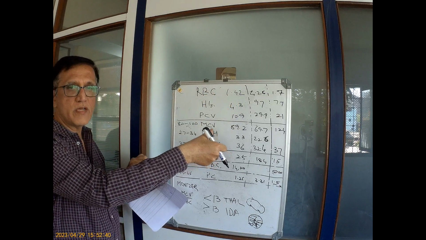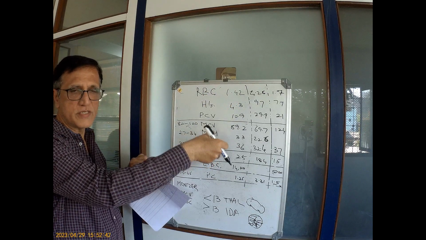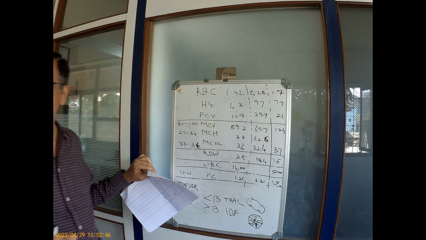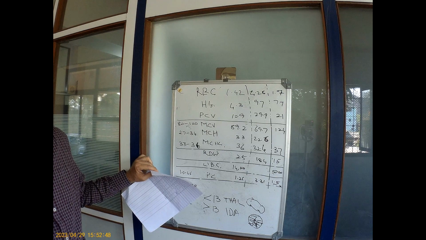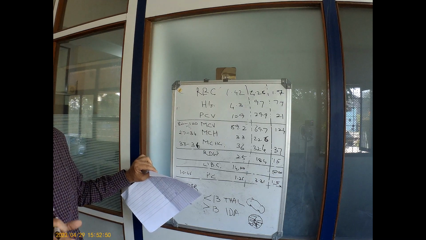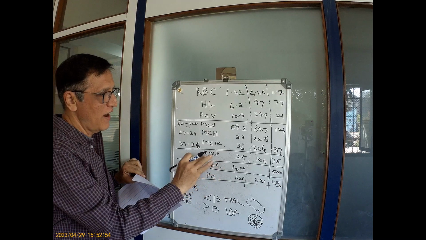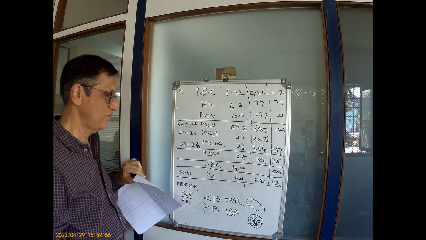This is normochromic, normocytic anemia. What do we do with this patient? I am stuck now. This is all coming normal. RDW is raised, 25. Okay.